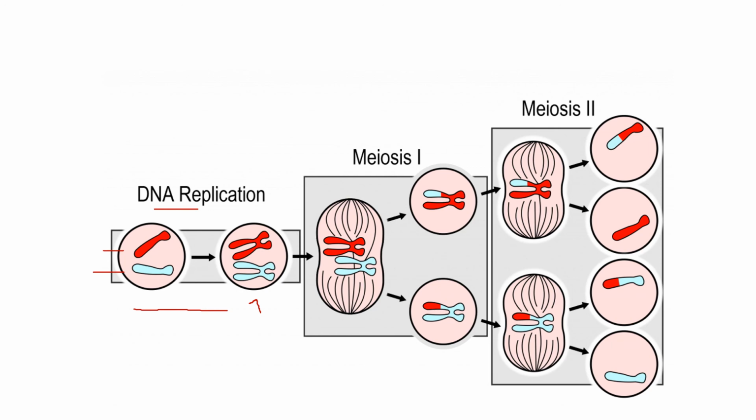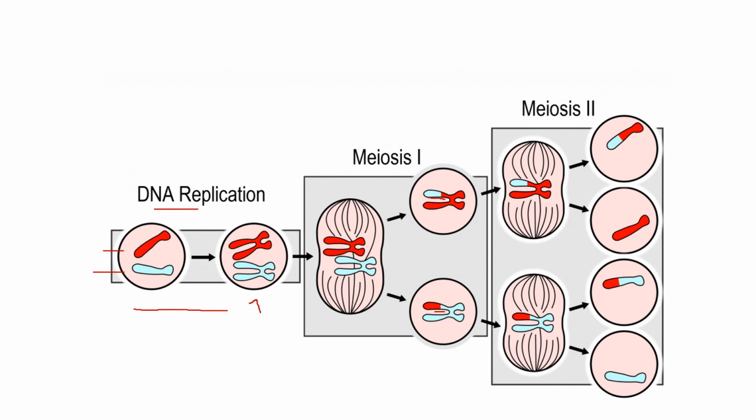Now the cell is going to go through meiosis. There's actually two phases of meiosis. In the first phase of meiosis, there's something called crossing over, where these chromosomes will swap genetic material. And that's what you see here, where this chromosome has a little bit of blue on it. This one has a little bit of red. Some chromosome material, or DNA, has been swapped. We call that crossing over.